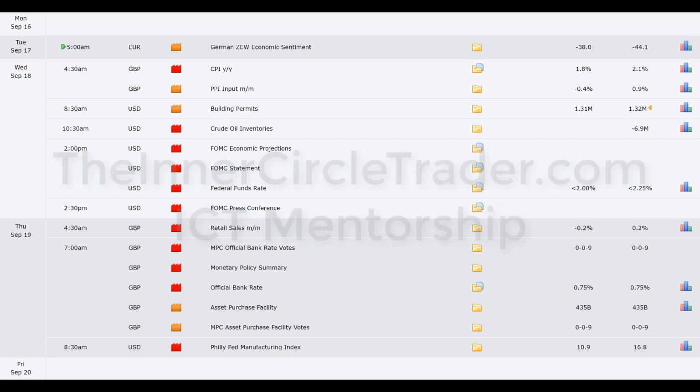So we have the economic calendar here. It is absent of any kind of news drivers on Monday for Euro or cable. Tuesday we have 5 a.m. Euro, German ZEW economic sentiment. And Wednesday, London Open, GBP, CPI and PPI. Wednesday, New York Open, we have building permits for the dollar, medium impact.